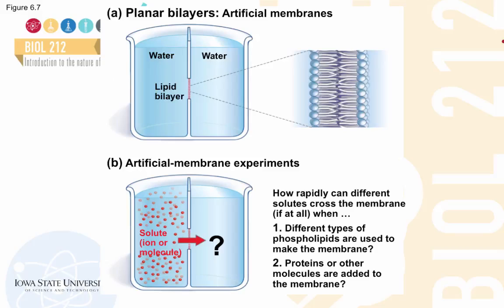Panel A in this image is a graphical representation of how a planar bilayer is used to study movement of molecules by adding solutes or ions or molecules to one side of the membrane. You can ask questions like, how rapidly can different solutes cross the membrane when different types of phospholipids are used to make the membrane? So the composition of these phospholipids? Or, for example, how rapidly would the solutes cross if proteins or other molecules were added to the membrane?